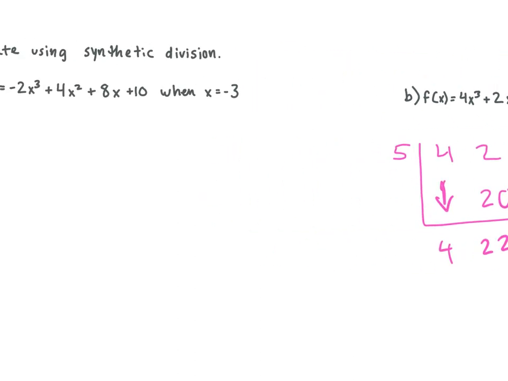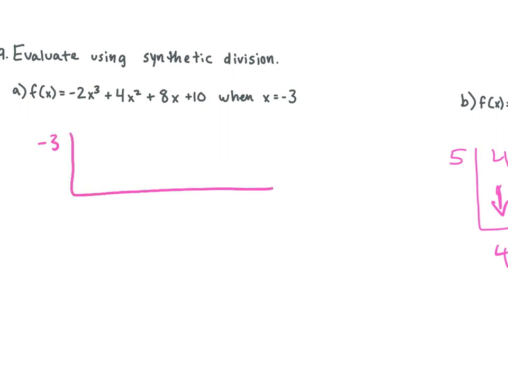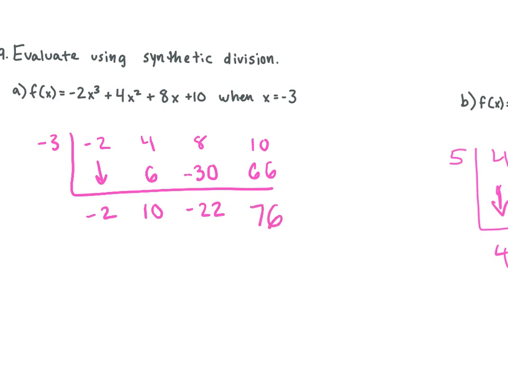A in this one? Yeah. Okay. What goes on the outside? Negative 3. What goes on the inside? Perfect. Are we missing any terms? No. Nope, so we're good to go. Drop down the negative 2. Now what? Multiply. Then? And then what do we get? Negative 30. And then? Negative 30 plus 8 is positive 8, so this would be negative 22. Negative 22 times negative 3? 66. And 10 plus 66? So what's our answer? 76.